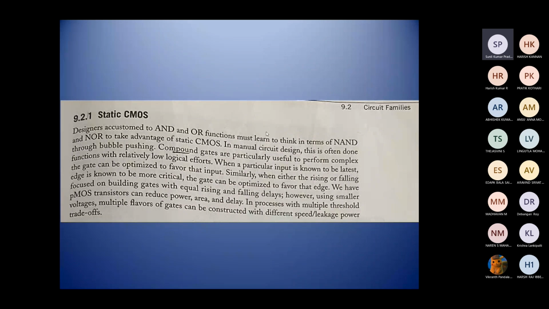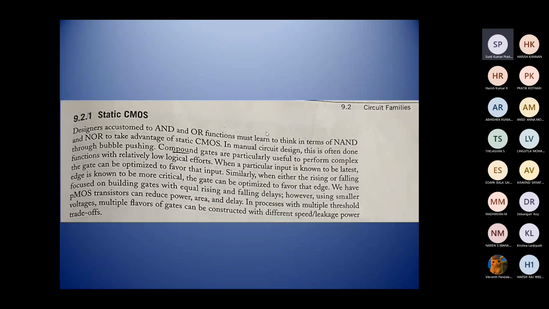Because in many cases of circuit design, sometimes we also need bubble pushing. I will tell you about bubble pushing. With the help of that, we can make compound gates. Compound gates are particularly useful to perform very complex functions with relatively low logical effort.